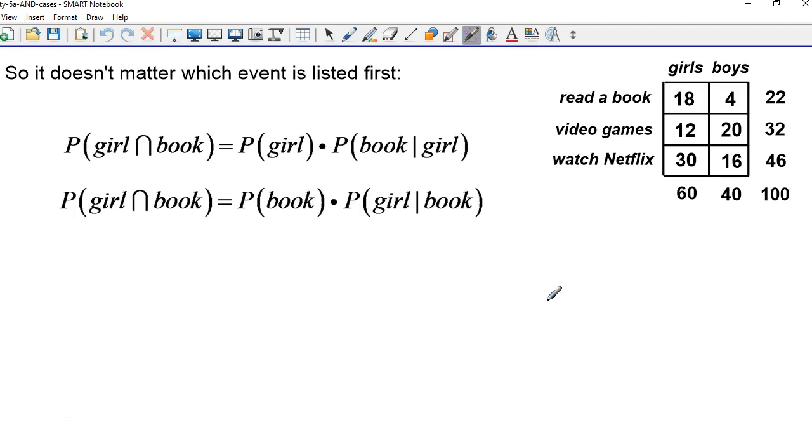Right? So the reason I wanted to go through that was to show you that there's actually two versions of this AND formula. If I want to find the probability of someone being a girl and liking a book, I can take the probability of girl and multiply it by the probability of book given girl, or I could take the probability of book first and multiply it by the probability of girl given book. Both of those are valid formulas for the AND probability.